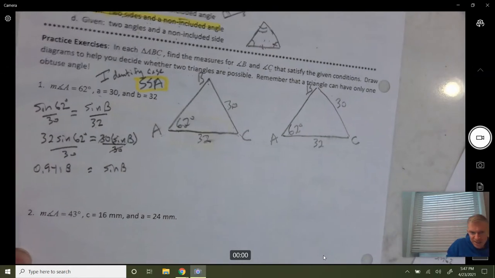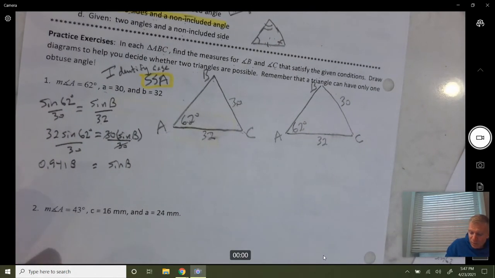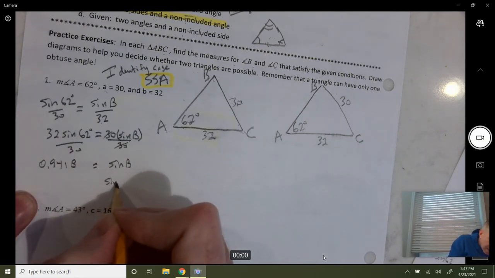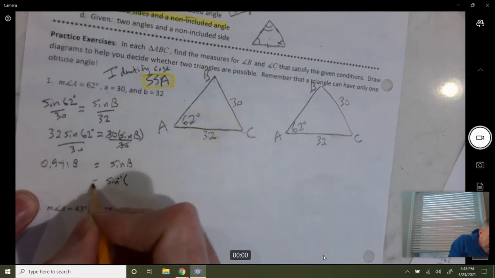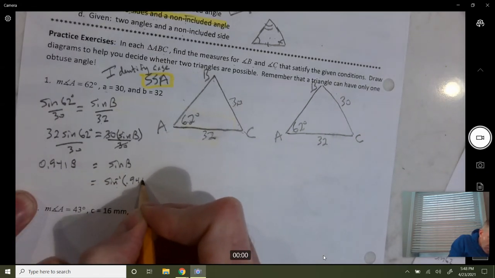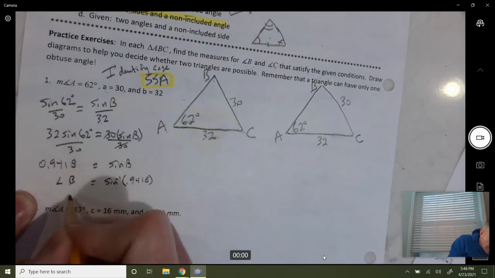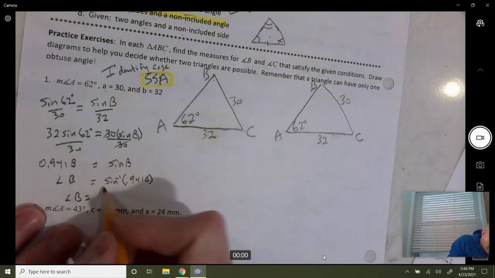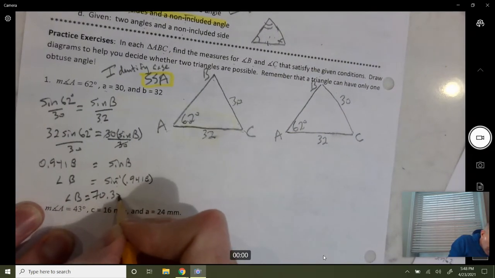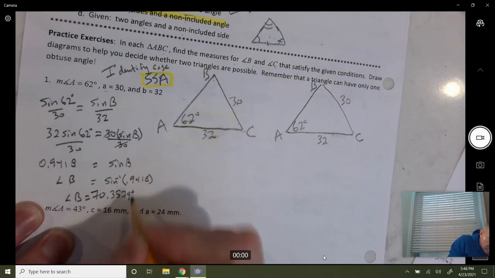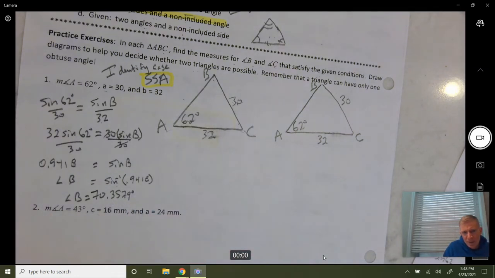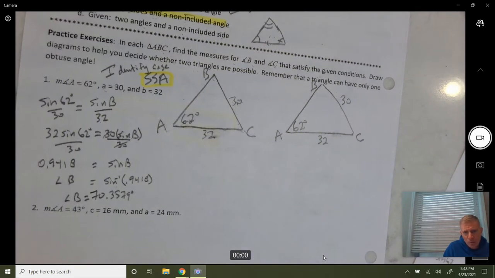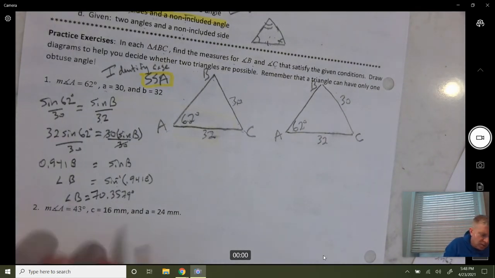Okay, if you do sine inverse of 0.9418, remember to solve this, you do sine inverse. You change sine to sine inverse, you swap the input and the output. 0.9418 is equal to angle B, so angle B equals, what do you get? 70.3579. Okay. Now I do encourage you to stop the video, practice plugging these in, make sure you're plugging them in correctly. I already did these ahead of time to make the video go a little quicker.